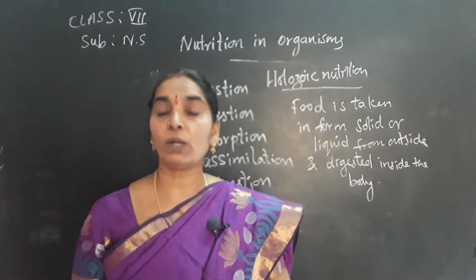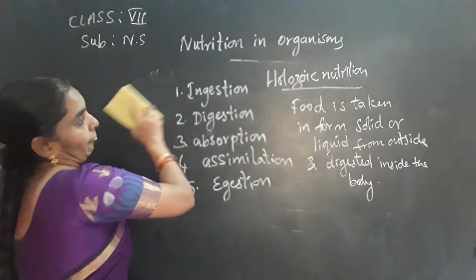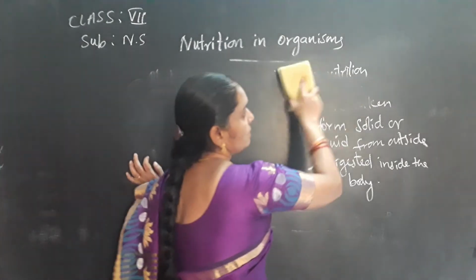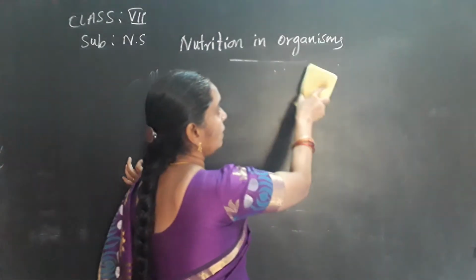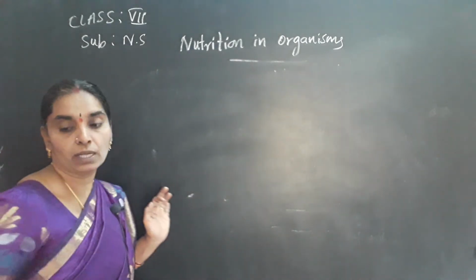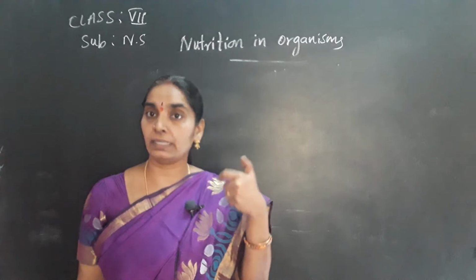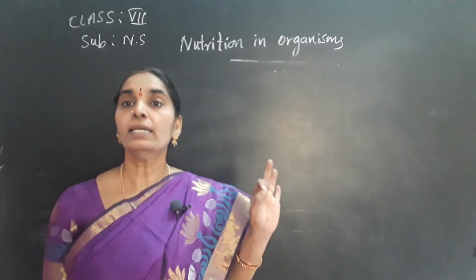Now we will see about nutrition in amoeba. What is amoeba? Amoeba is a unicellular organism. Organisms are unicellular and multicellular. Unicellular means the organism consists of only a single cell.